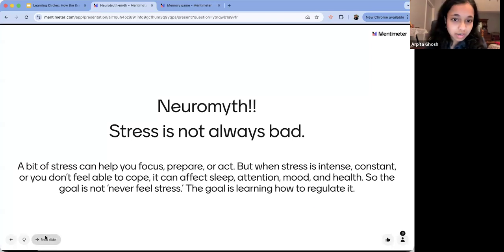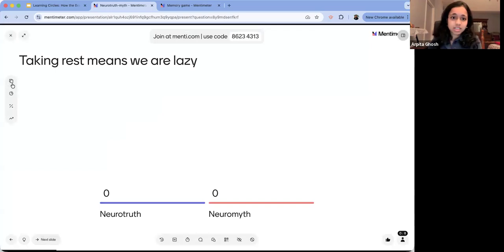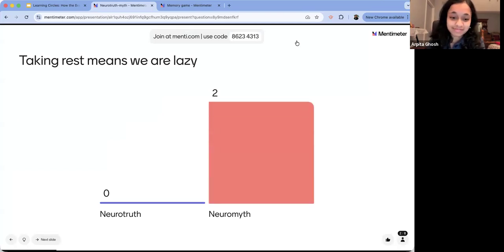Okay. What about this? Taking rest means you're lazy. Okay. Great. I think everyone thinks it's a neuro myth. Could anyone unmute and say why you think so?